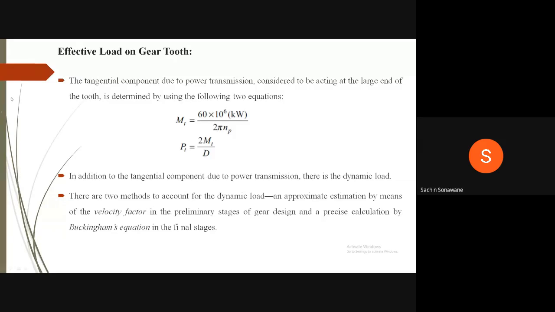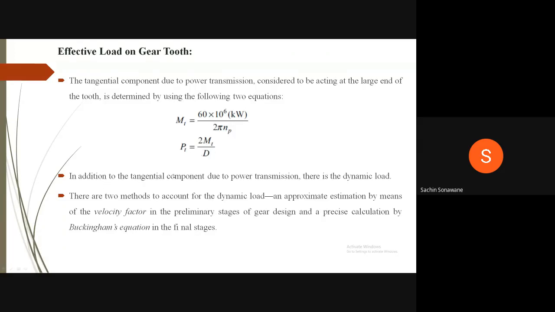Now, effective load on gear tooth. The tangential component due to power transmission is considered to be acting at the large end of the tooth and is determined by using the following two equations. We can determine the torque transmitted by using the equation Mt = 60 × 10^6 × kW / (2π Np), and Pt = 2 Mt / D.